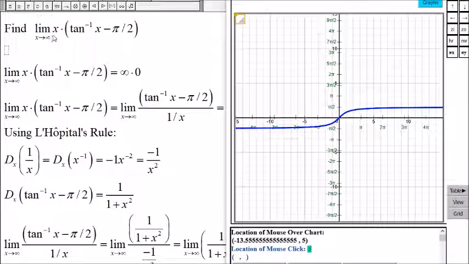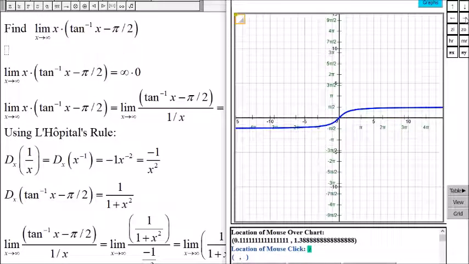If we want to find the limit of x times tangent inverse of x minus pi over 2 as x approaches infinity. As x approaches infinity, then we get infinity. And notice the tangent inverse of x. This is the graph for tangent inverse of x. So as x gets larger and larger and larger, the y approaches pi over 2.